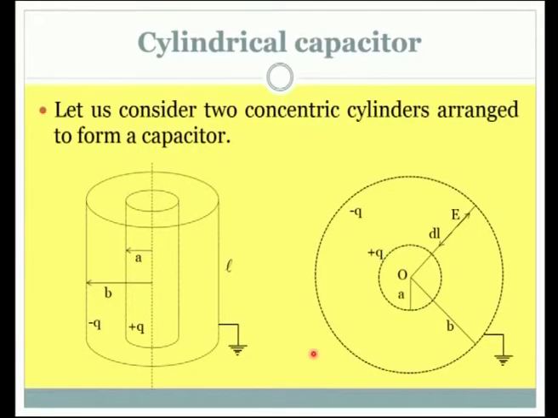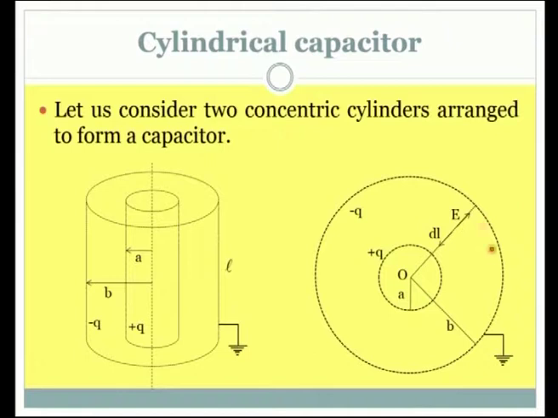Now, we will take up another case, cylinders. The approach is the same. I would like to quickly run through it, as except for the equation for the electric field, the calculations are the same. Have a look at this. Let us consider two concentric cylinders arranged to form a capacitor. The inner one has radius a, the outer one has radius b, the inner one is given a charge plus q, the outer one has charge minus q, and the outer one is earthed.